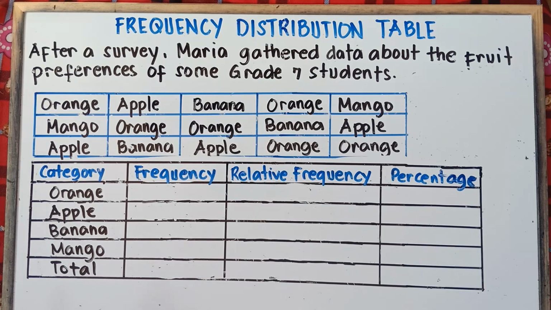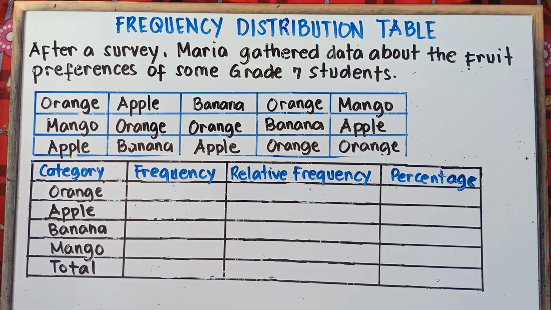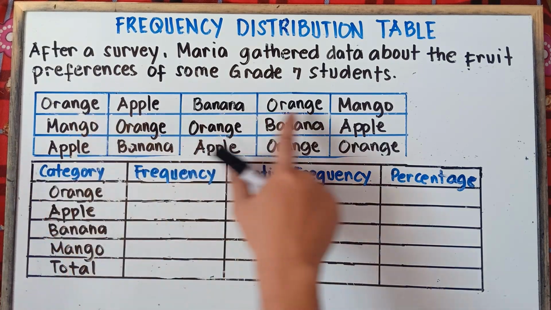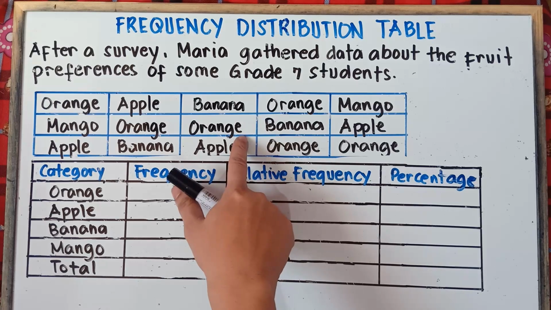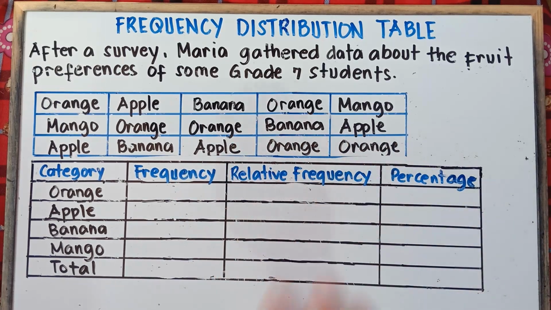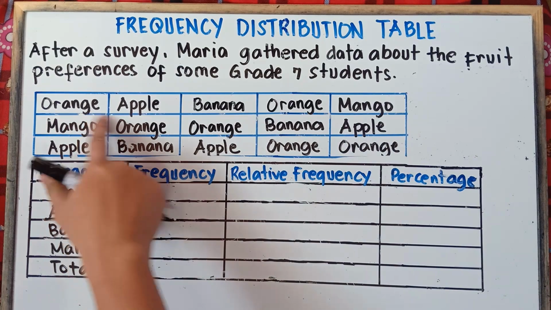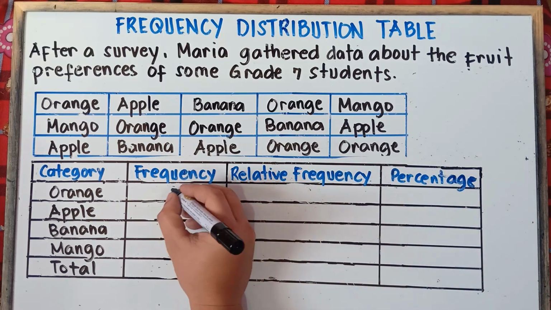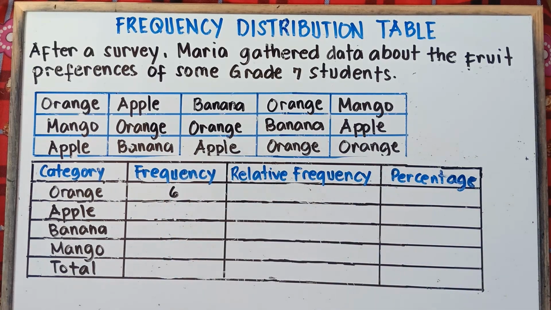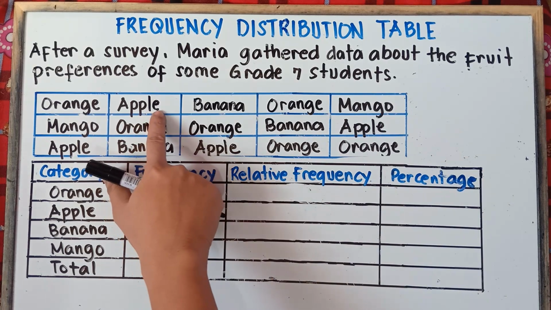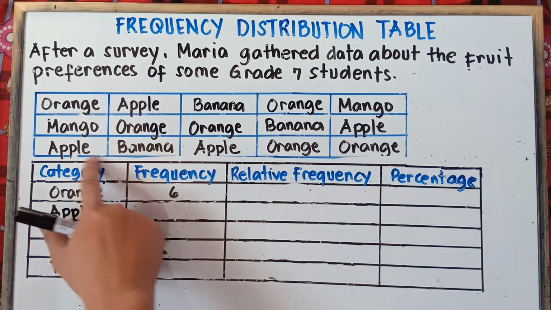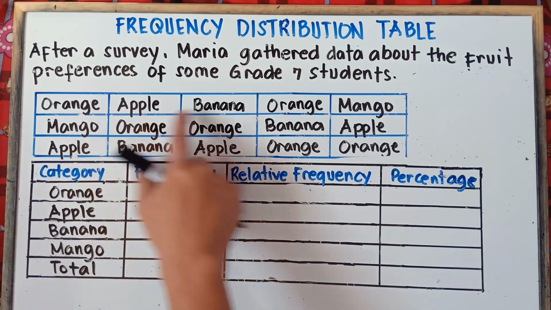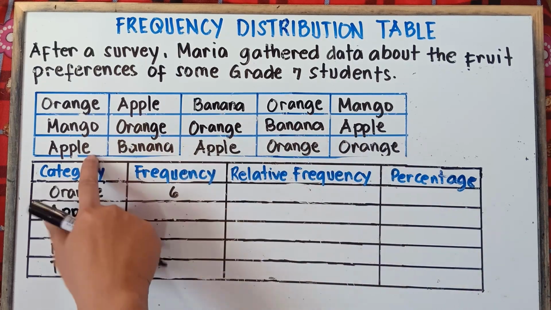The first thing to do, class, is to label the frequency. Once again, frequency is how often the data occurs. For oranges, let's count the number of oranges: 1, 2, 3, 4, 5, and 6. Once again, class, you always double check. 1, 2, 3, 4, 5, 6. So we have 6 oranges. And for apples, let's count the number of apples: 1, 2, 3, and 4. Let's double check: 1, 2, 3, 4.